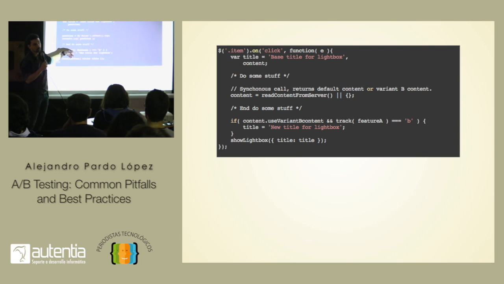And I've been beaten by this because in my variant B, I wanted to add some data in the function. I was doing something with data, and then at the end, I had the track. What happened is that this new data threw an error. This code didn't get executed, and I was losing visitors in the variant. And therefore, I didn't have a 50-50 distribution. So this should be moved to the top.